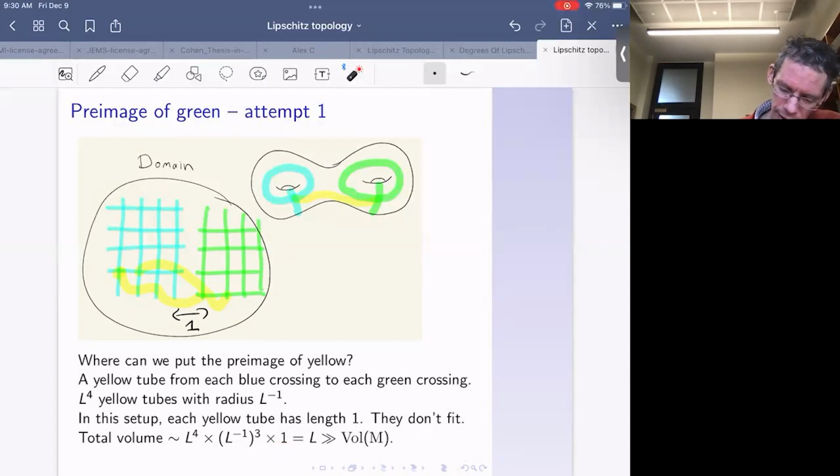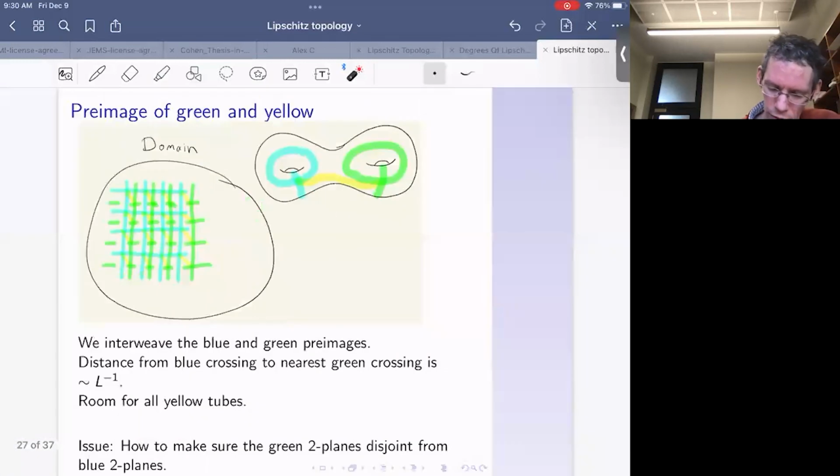So a better plan is we would like to kind of move this green stuff over in the blue stuff and interweave them. So there's a blue lattice that looks just like before. There's a green lattice that looks basically similar to it, and they're somehow interwoven so that each blue vertex is right next to a green vertex. And then I stick my yellow tubes to connect neighboring vertices. Okay. But there's a new problem in trying to make this picture work. Why don't I pause there?